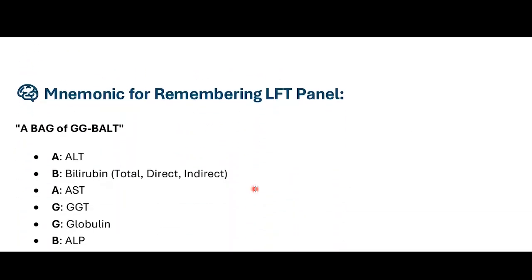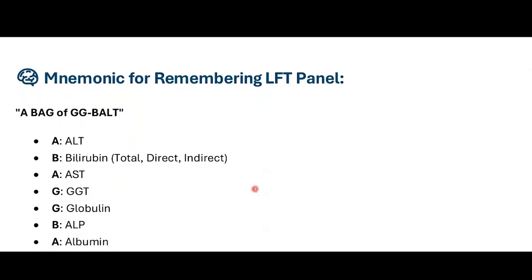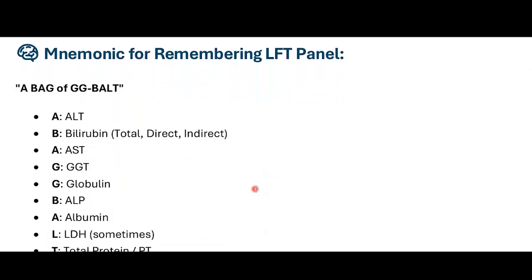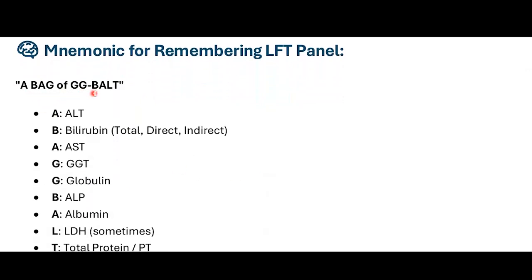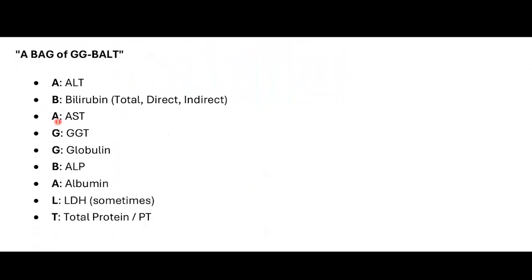Mnemonics for remembering the LFT panel. This is quite an amazing mnemonic that I always keep in mind. It is "A BAG of GG BALT": A for ALT, B for bilirubin total, direct or indirect, A for AST, G for GGT, G for globulin, B for ALP, A for albumin, L for LDH, and T for total protein. You can remember it in the sequence: a bag of GG BALT.